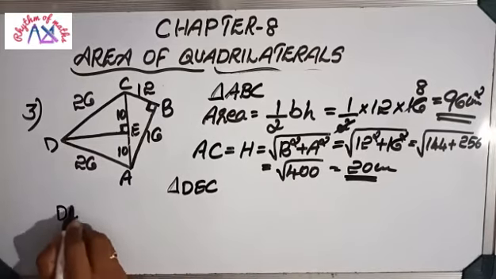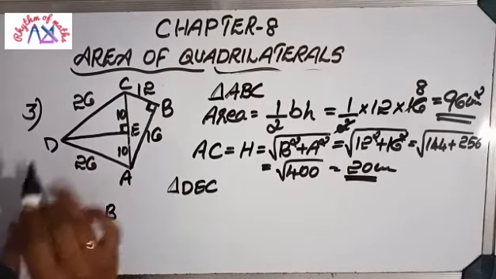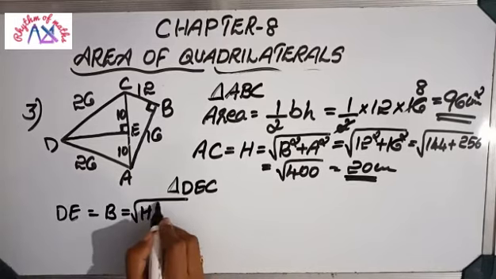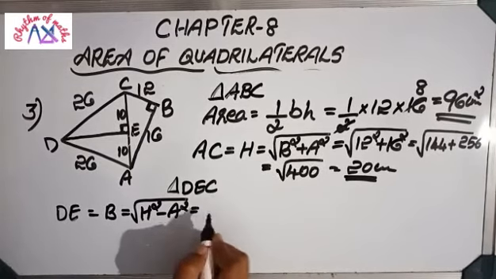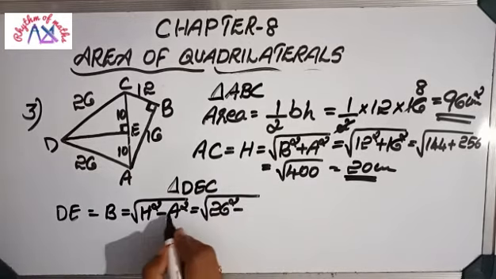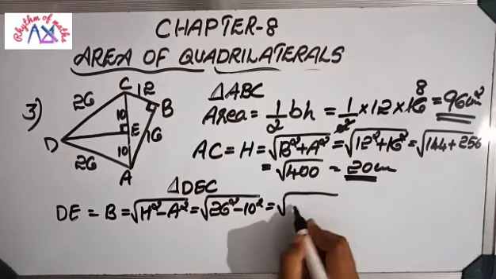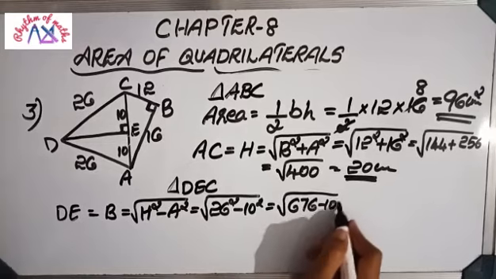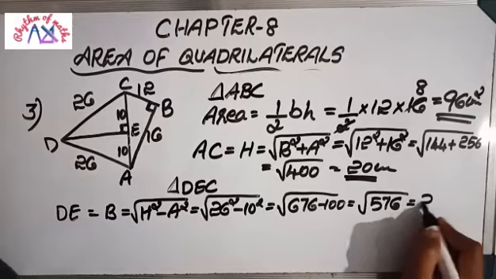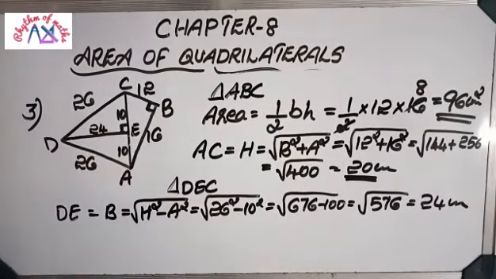Now we need to find DE, then only we can find the area of that triangle. So DE is the base equation. Either you can consider this as base or you can consider that as altitude. If we are considering it as base, the equation is hypotenuse square minus altitude square. So hypotenuse is 26. So 26 square minus altitude 10 square. That is 676 minus 100. That is root 576. That means 24 centimeter. That means this measurement is 24 centimeter.